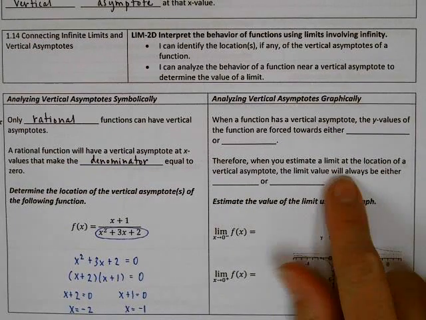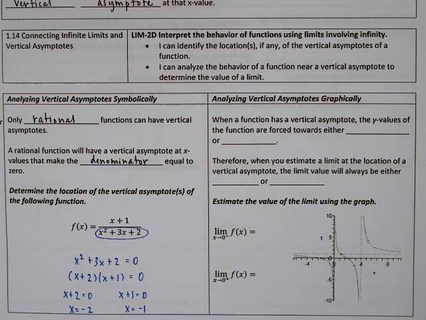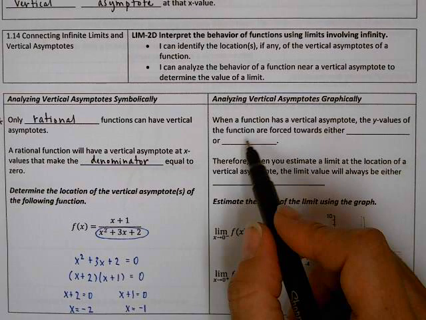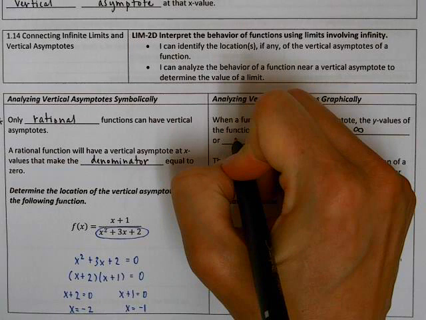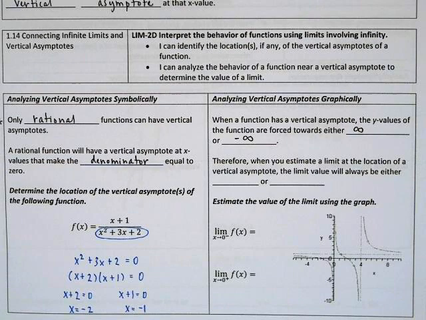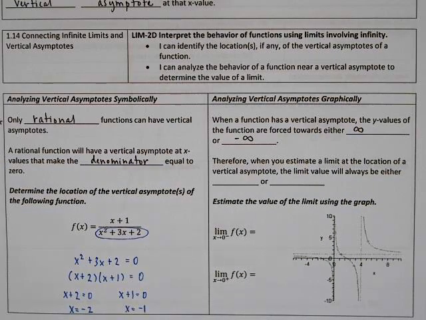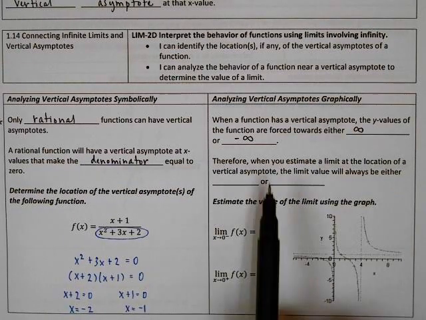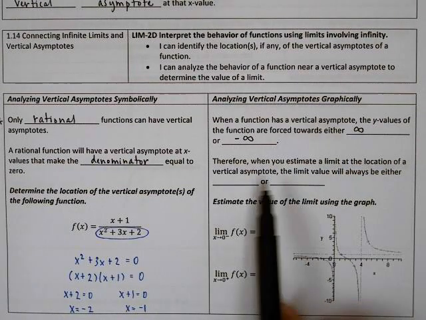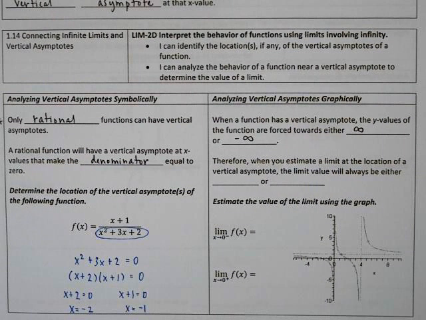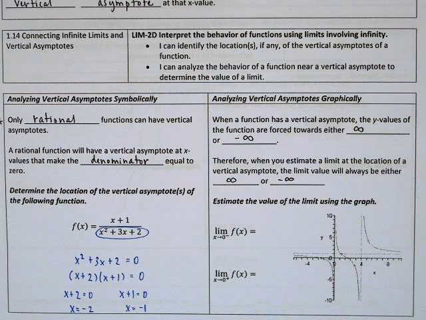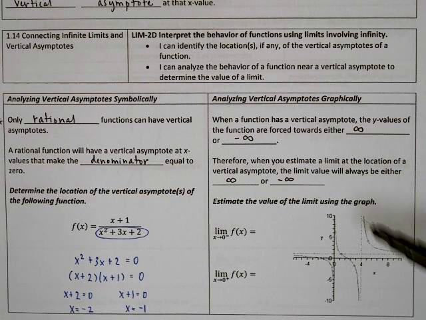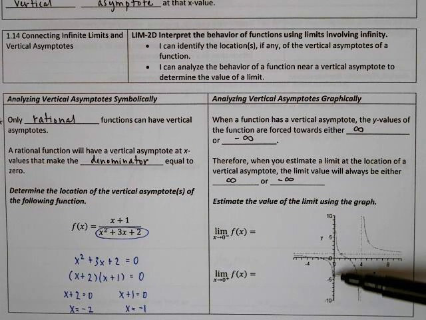Now, when we're analyzing this graphically, when a function has a vertical asymptote, the y values of the function are forced towards either infinity or negative infinity. And we looked at this earlier in the chapter. We said vertical asymptotes are the things that force those y values to infinity or negative infinity. Therefore, when you estimate a limit at the location of a vertical asymptote, the limit value will always be infinity or negative infinity. So in our example here, I have a vertical asymptote at x equals 0.